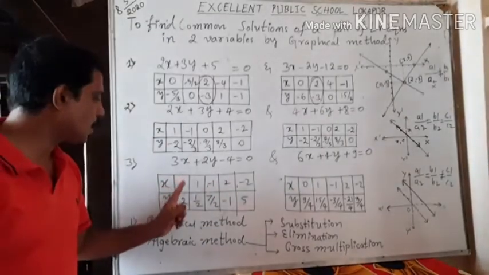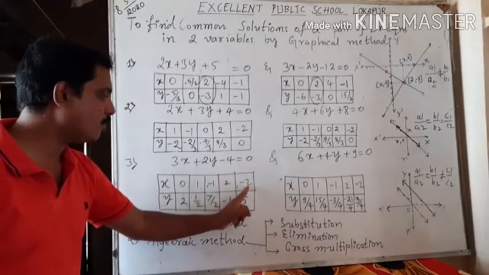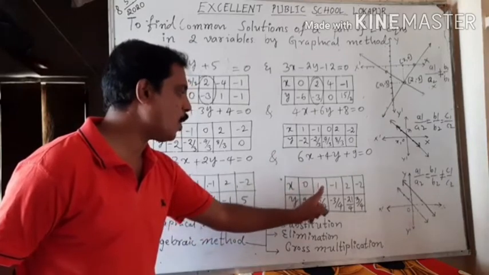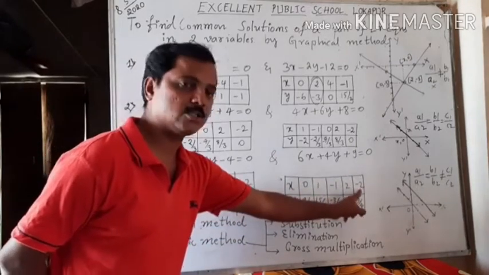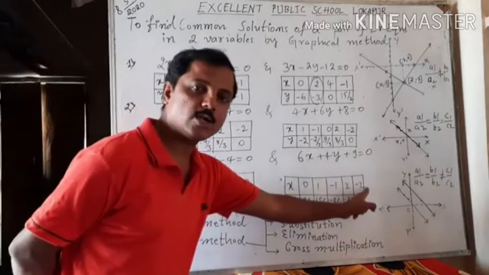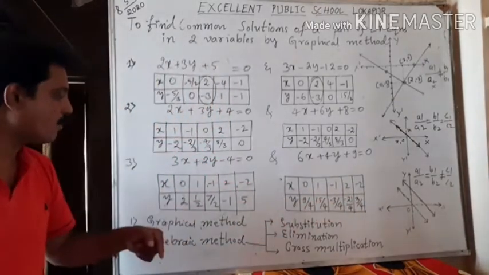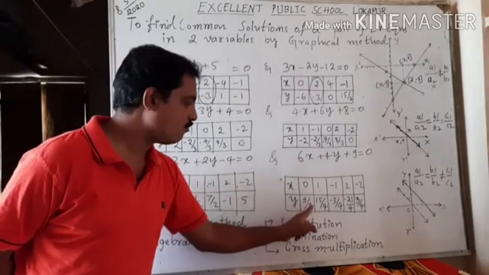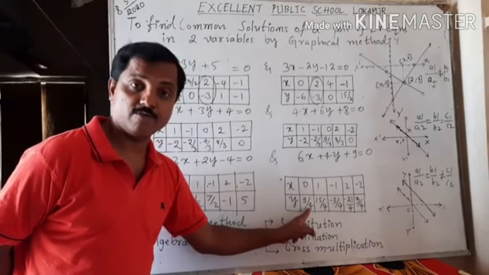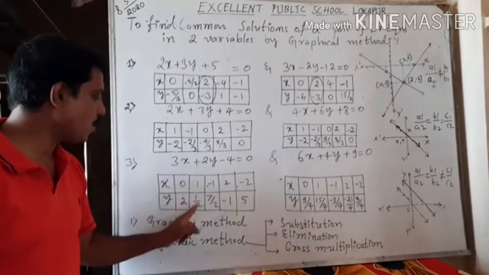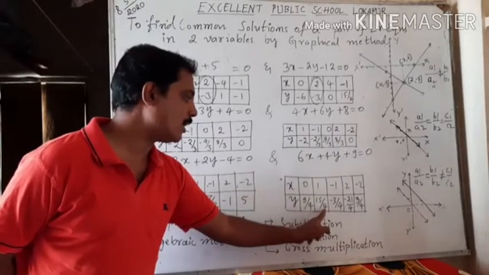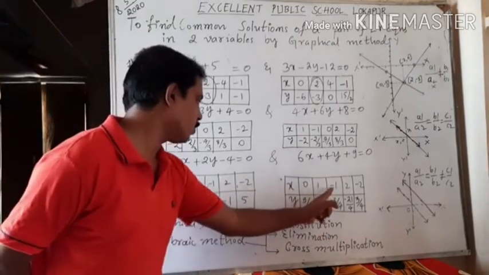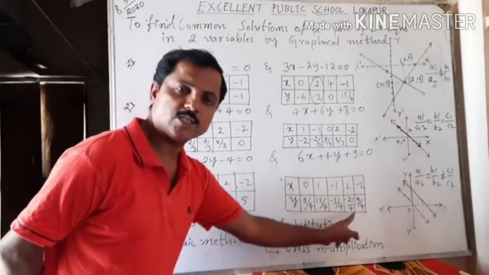See here, for x is equal to 0, 1, minus 1, 2 and minus 2. Here for this equation also, I take the values of x as 0, 1, minus 1, 2 and minus 2. Here also x values are same, but the corresponding value of y for x is equal to 0 is 2 here. Here the corresponding value of y for x is equal to 0 is 9 by 4. Right? For x is equal to 1, here y is 1 by 2. For x is equal to 1, here y is 15 by 4. For x is equal to minus 1, y is 7 by 2. For x is equal to minus 1, y is minus 3 by 4, and so on.